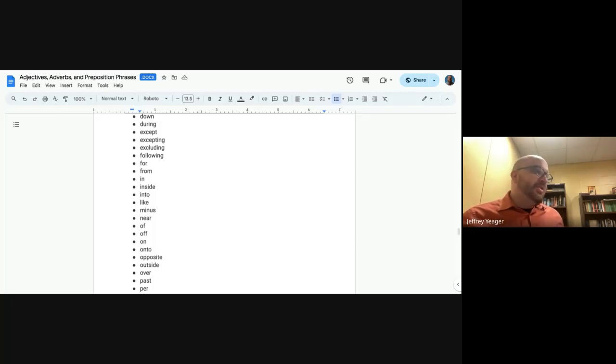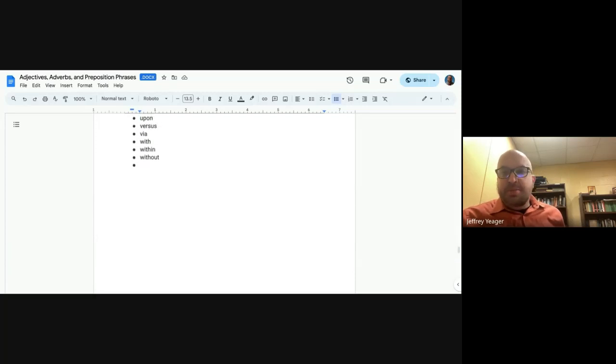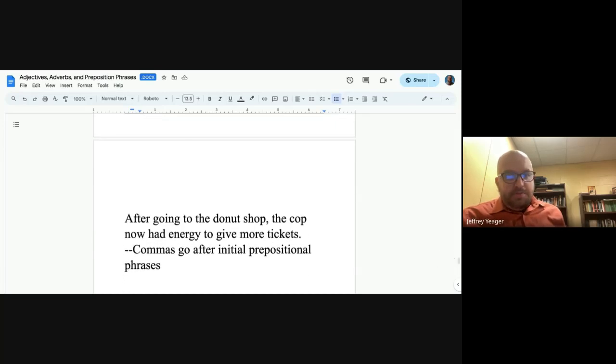The problem with prepositions is it confuses everything with word order, because prepositional phrases can go anywhere in the sentence. This is where we've got to figure out some of the rules regarding commas. So, if you have a prepositional phrase at the beginning of a sentence, take for example, after going to the donut shop, the cop now had energy to give more tickets.